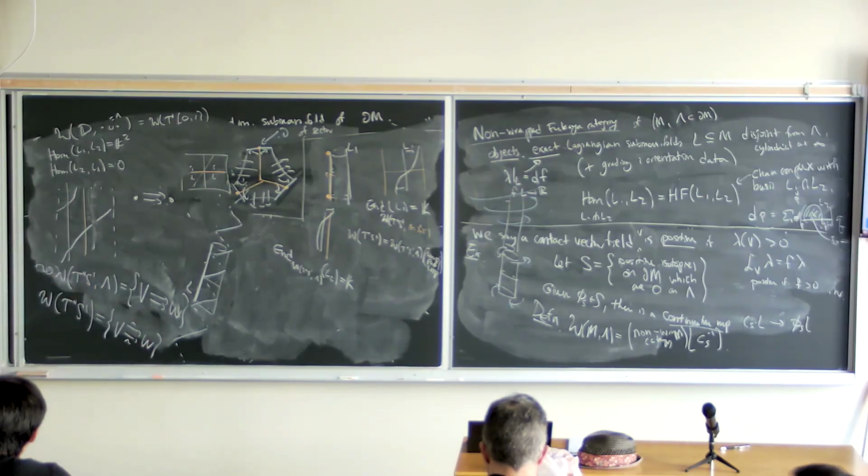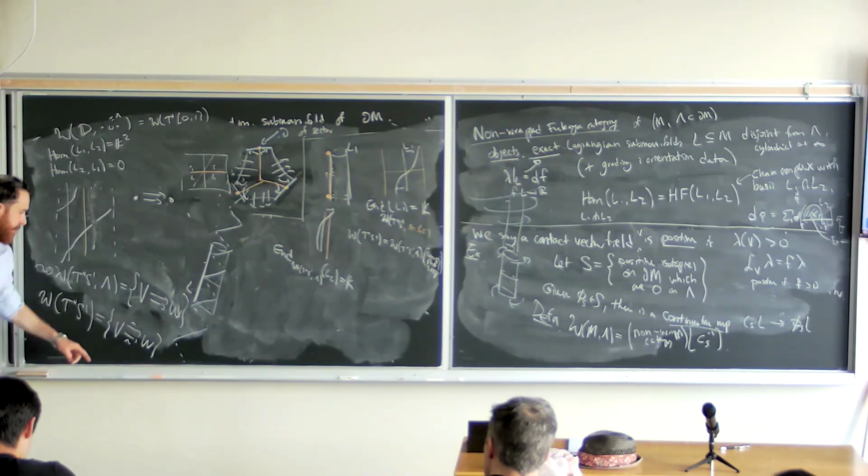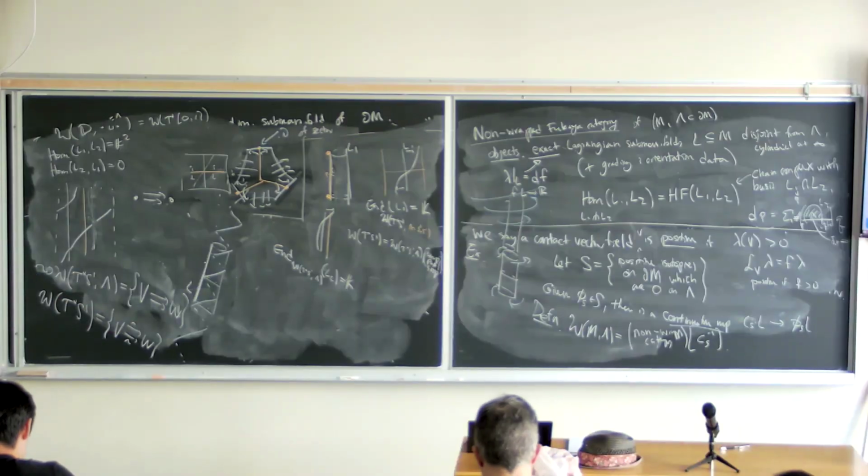So the wrapped Fukaya category of T star S1 is equivalent to the category whose objects are a pair of vector spaces together with two isomorphisms between them, which is equivalent to the data of a vector space with one isomorphism to itself, which is equivalent to the data of a module over the ring K adjoin X, X inverse.